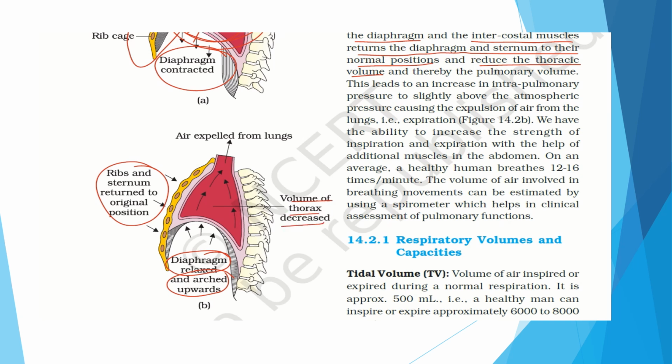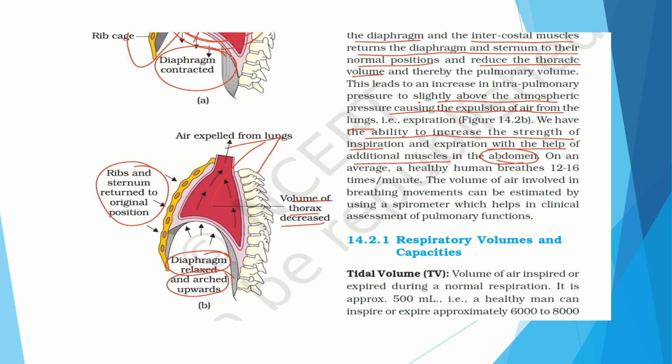So when the thoracic volume is decreased, automatically the intrapulmonary pressure is slightly above the atmospheric pressure. So what will be happening there? When it is above the atmospheric pressure, it is causing the expulsion of air from the lungs to the atmosphere. We have the ability to increase the strength of inspiration and expiration with the help of additional muscles in the abdomen. So this inspiration and expiration is also with the help of the abdominal muscles. These are the additional muscles which are helping in the process.